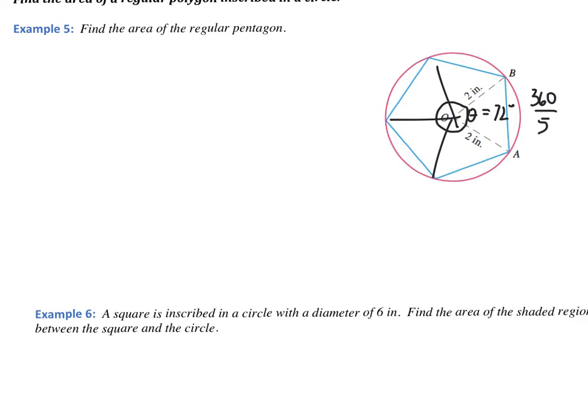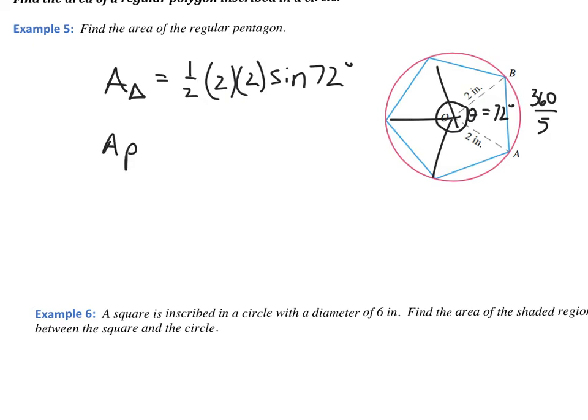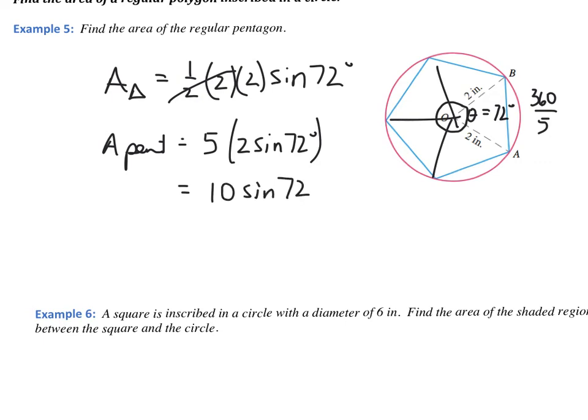72 degrees. Okay? All right, so our area of a triangle then becomes 1/2 of 2 times 2 times sine of 72. Okay? The area of the pentagon, and I'm just going to cross out the 1/2 and the 2, becomes 5 times that, the 2 sine 72, or the area of the pentagon is 10 sine 72. Since 72 is not one of our unit circle angles, what is 10 sine 72?